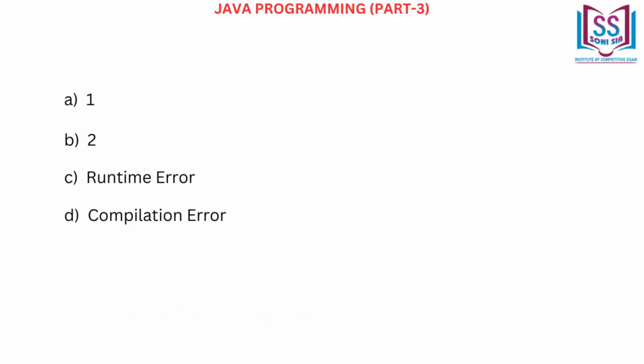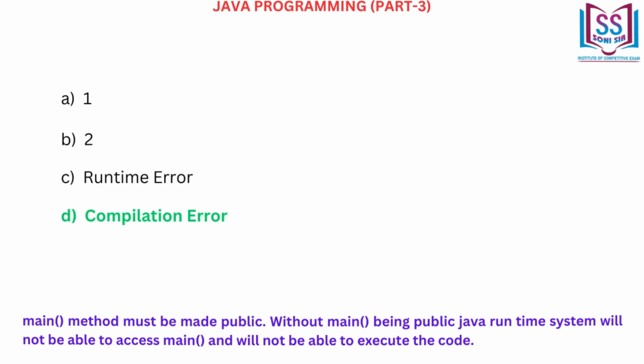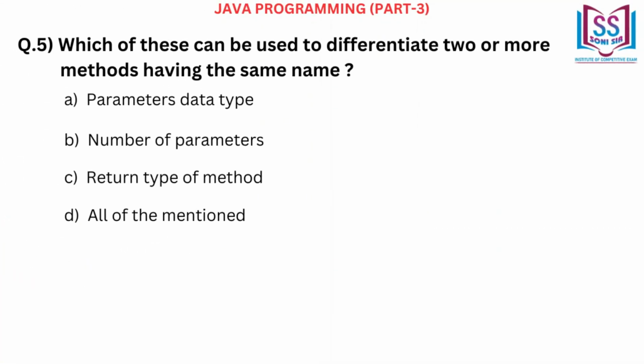What will be the output of the following Java program? A. 1. B. 2. C. Runtime error. D. Compilation error. Correct answer D. Compilation error. Main method must be made public. Without main being public, Java runtime system will not be able to access main and will not be able to execute the code.